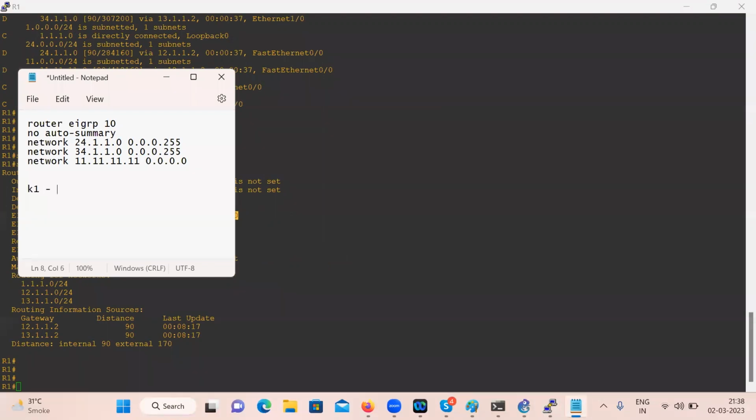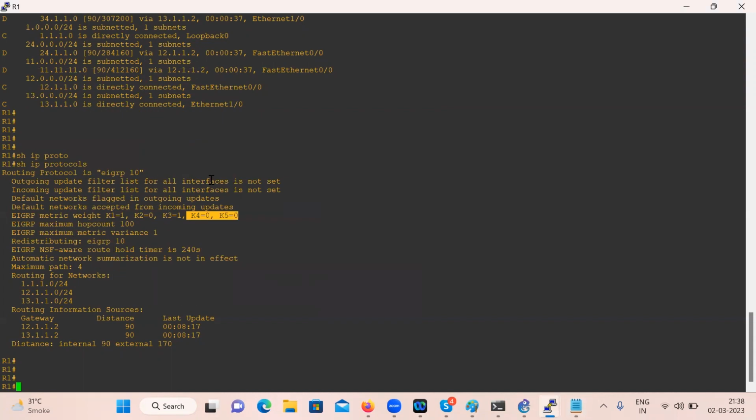K1 is bandwidth. K2 is load. K3 is delay. K4 is reliability. K5 is empty. Out of these five values, the two values which are in effect are K1, which is bandwidth, and K3, which is delay. These are the default values.